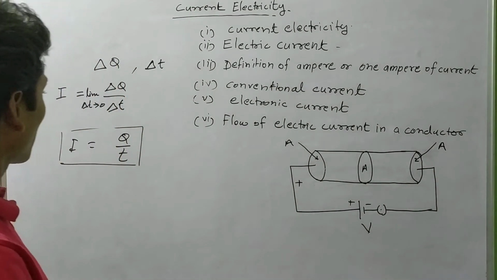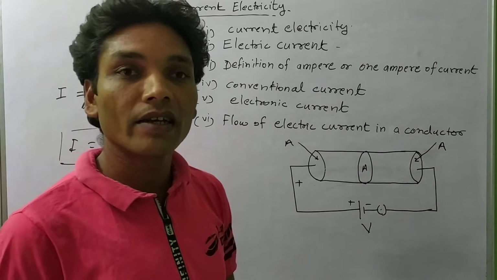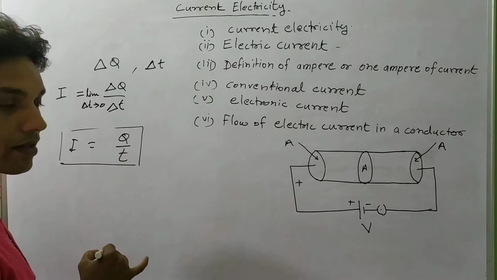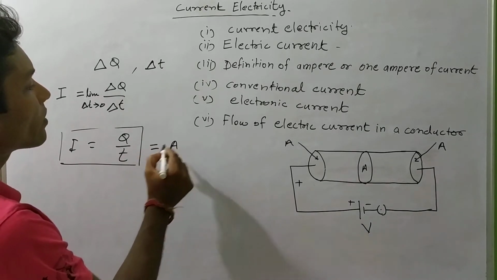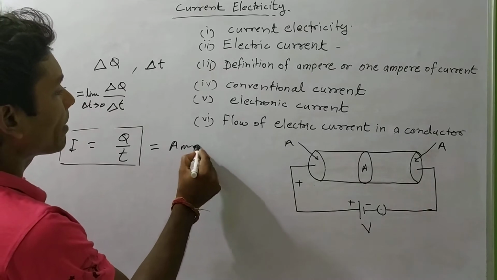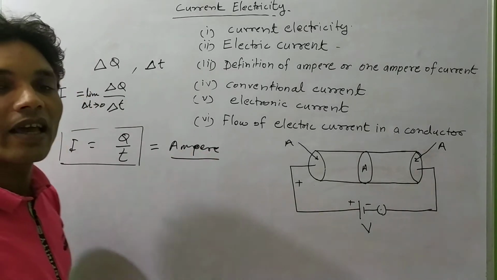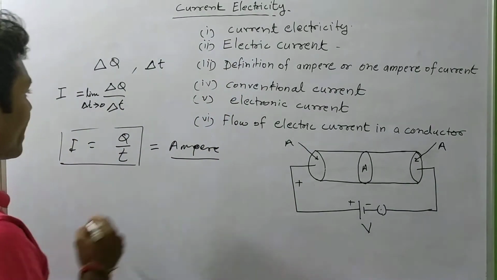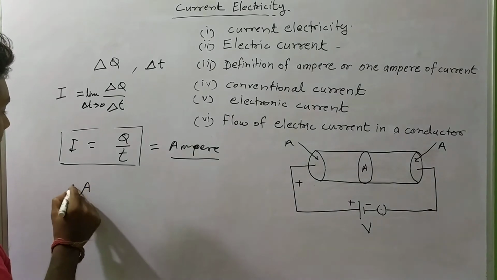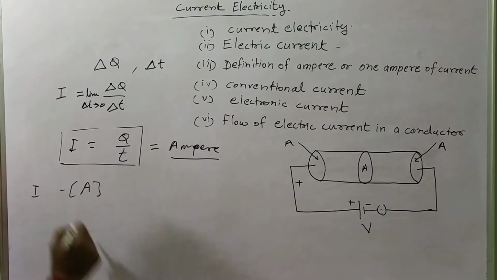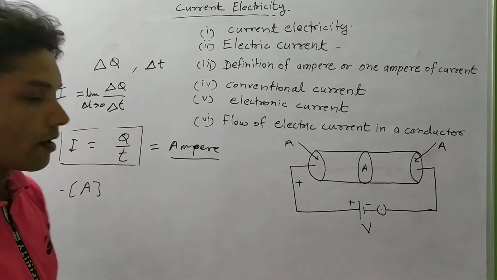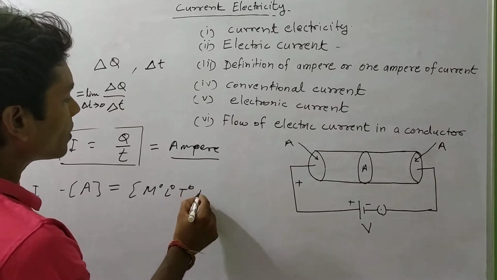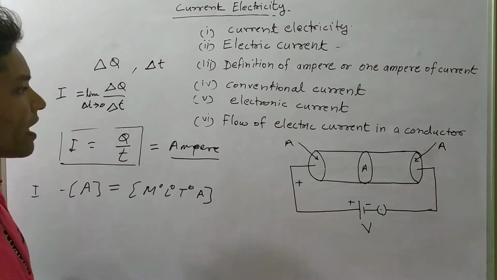Now, what will be the unit of electric current? The unit of electric current will be coulomb per second, and coulomb per second is equal to ampere. So ampere is the SI unit of electric current, and the dimensional formula of current is A, capital A, or we can write M0 L0 T0 A.